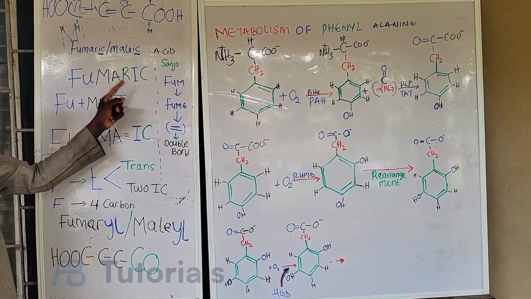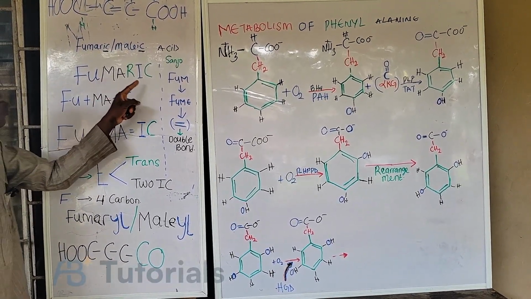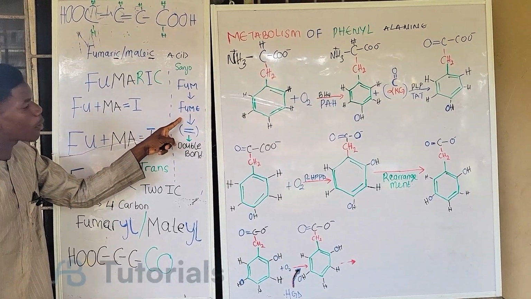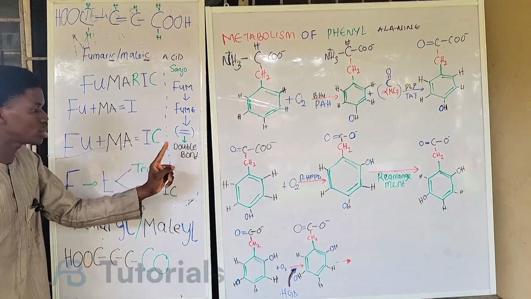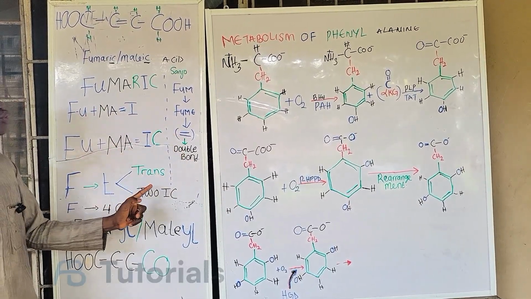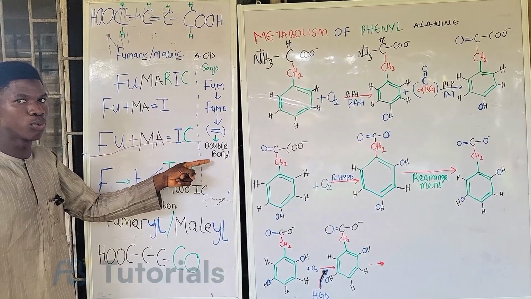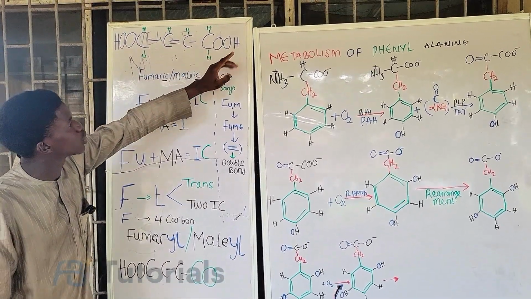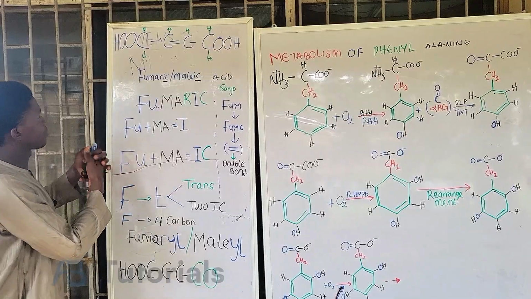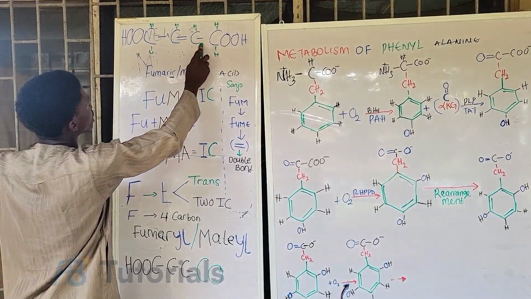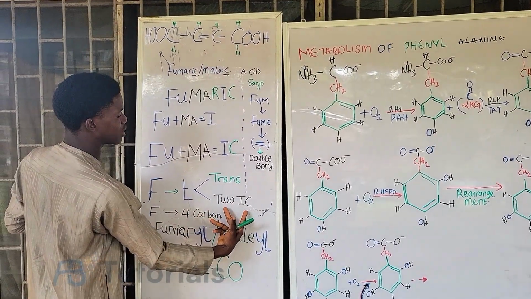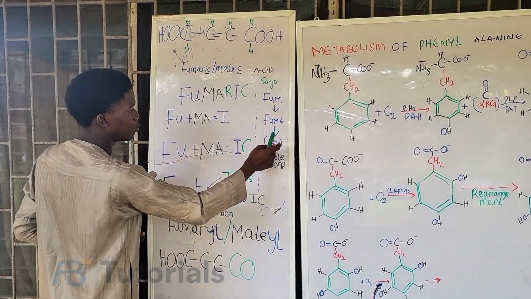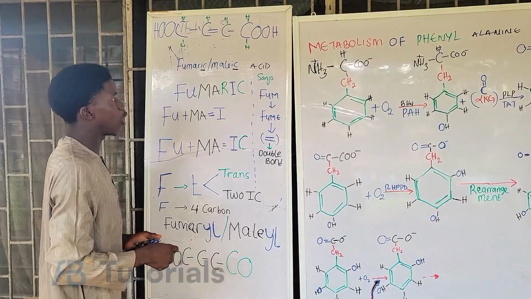Also, from this fumaric, we can take the FUM, which can be converted to fume. And when we talk about fume, we are talking about the double bond. That is to tell you that in the structure, it will also have a double bond. I hope that is clear. And this is how we draw the fumaric or malic acid. 4 carbon: 1, 2, 3, 4. 2 carboxylic acid. This 2 IC. Carboxylic acid here, carboxylic acid here. The fume, double bond, the double bond here. I hope it is very clear.